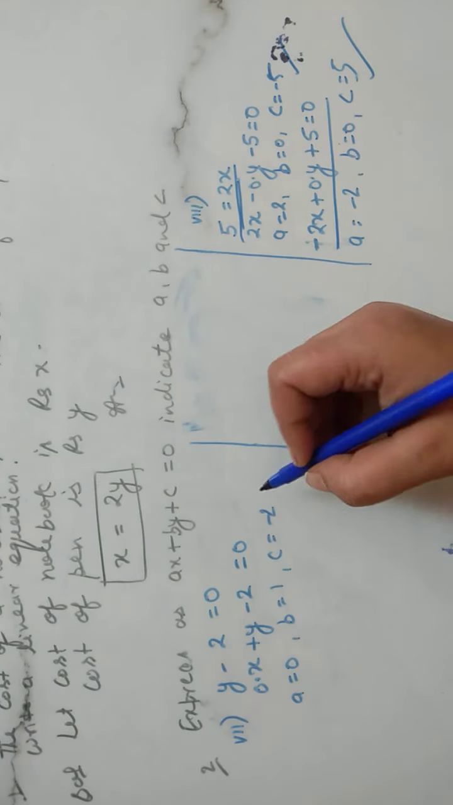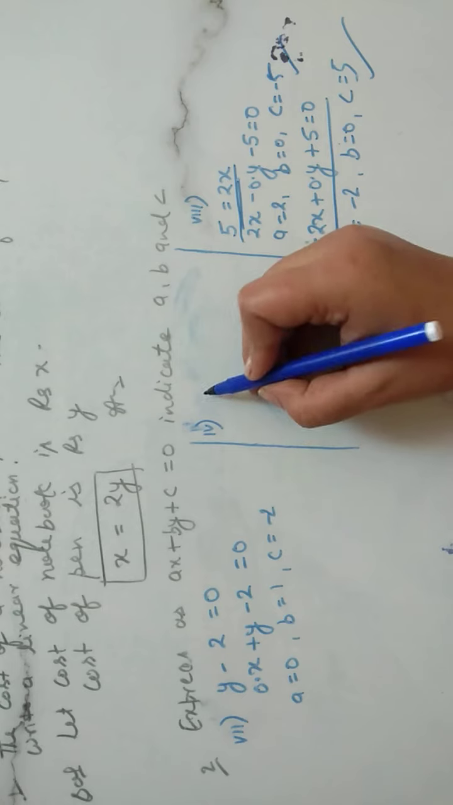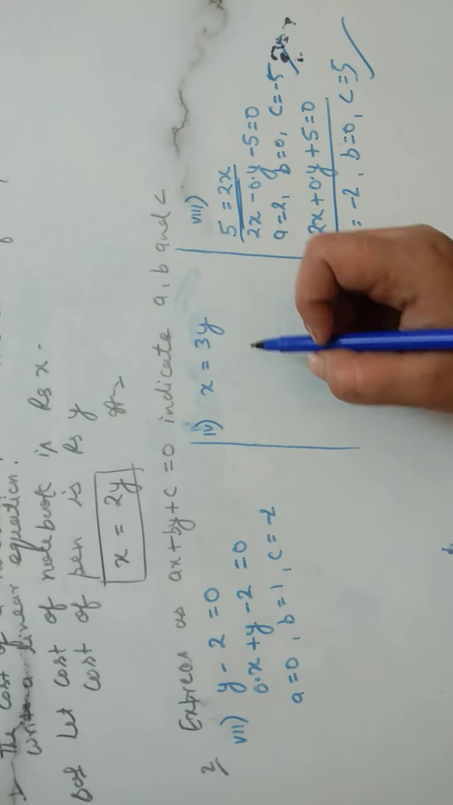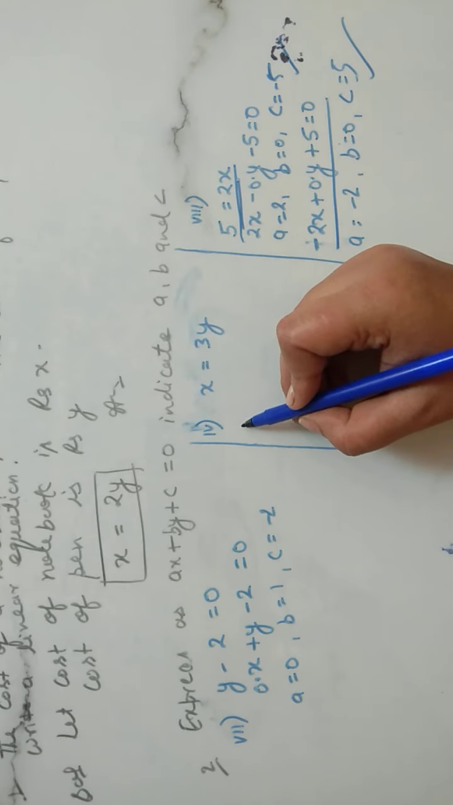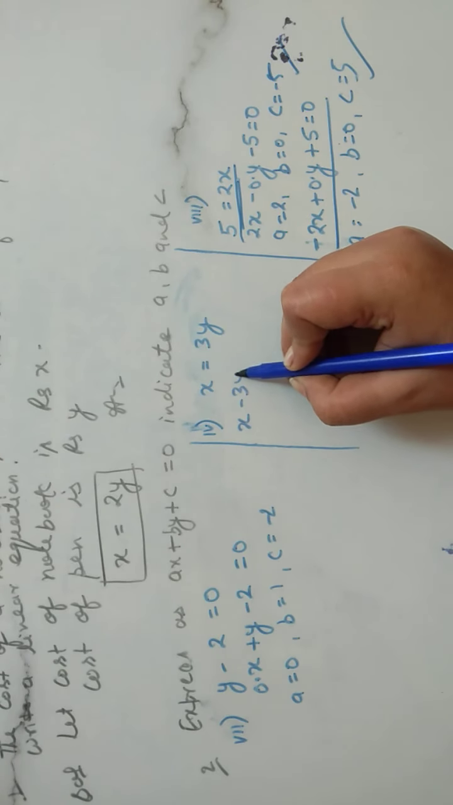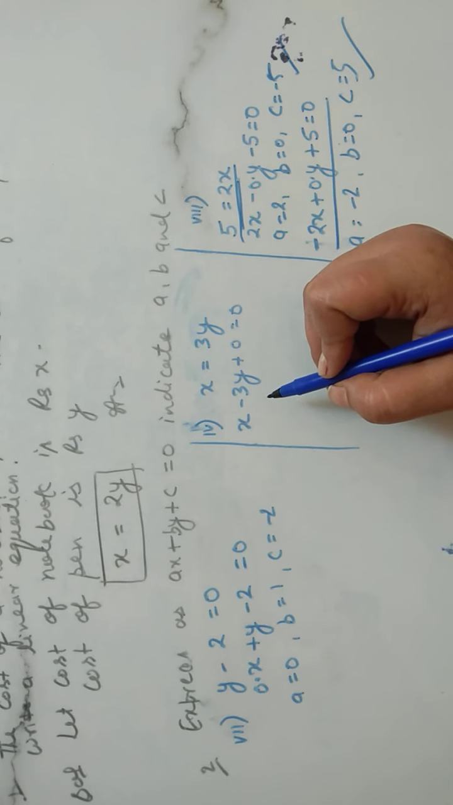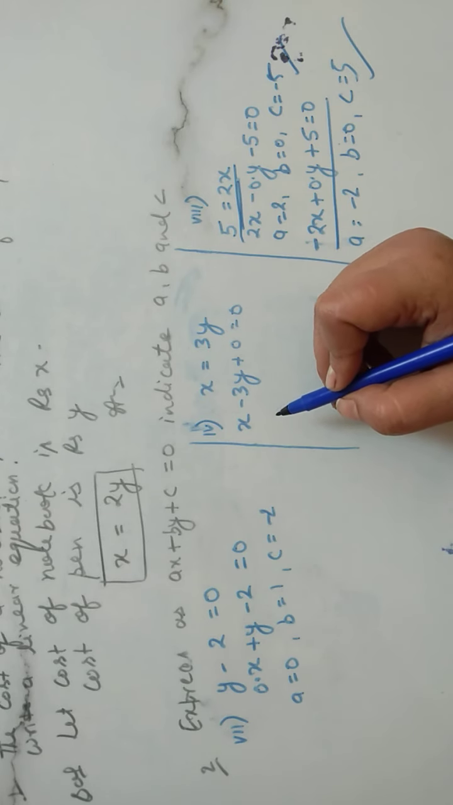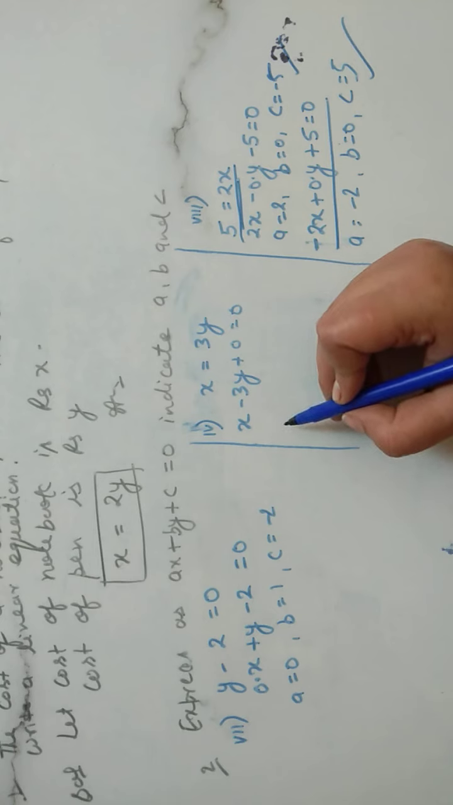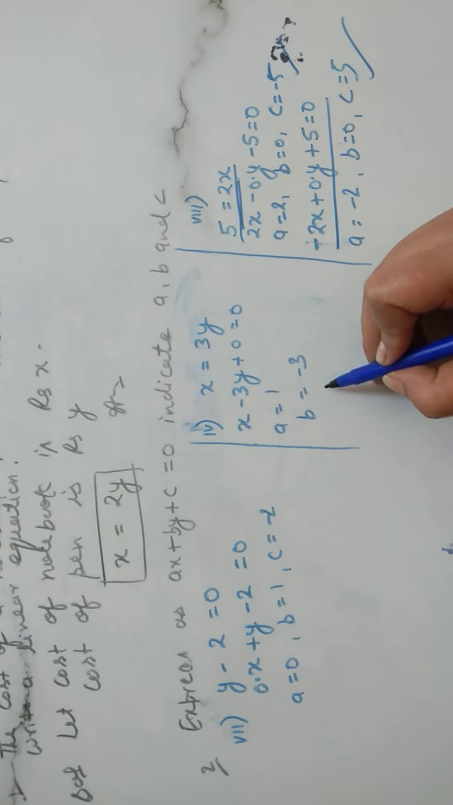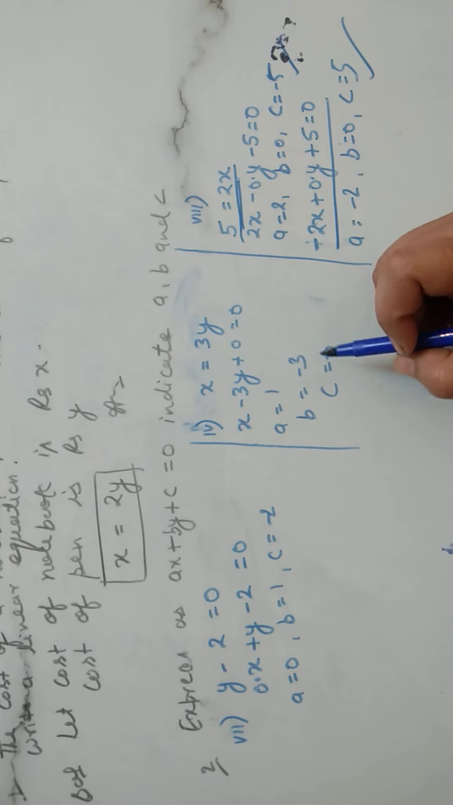Now for example, our 4th part is x equals 3y. Now see, x is here, y is here, but c is not here. So how will you write? x minus 3y plus 0 equals 0. So what can you write as the answer on comparing? When you compare it, a is 1, b is minus 3 and c is 0. In the same way, we can complete our question number 2.